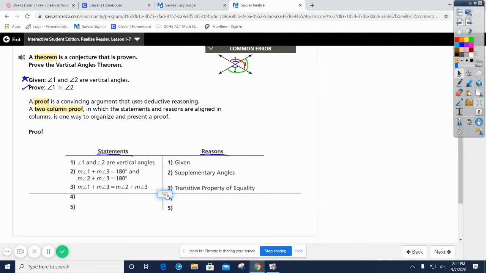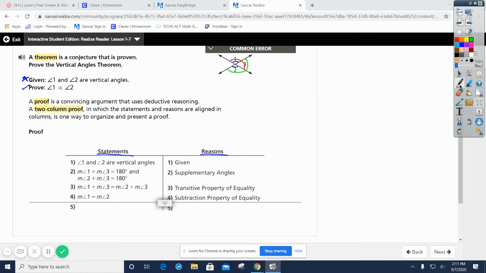All right, and then we keep going. Now, if you look at the third one here, where it says 1 plus 3 equals 2 plus 3, since both of those have 3 in them, you subtract those from each side. I'm not really canceling, we're subtracting them from each side. It leaves you with angle 1 equals angle 2. Remember that little m means measurement, so measurement of angle 1 equals measurement of angle 2. So that is subtraction.